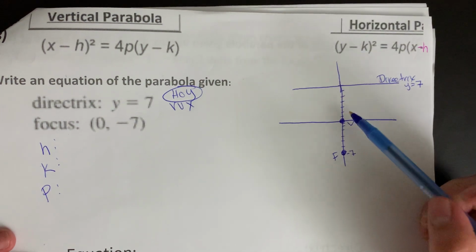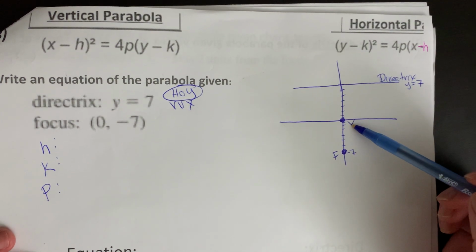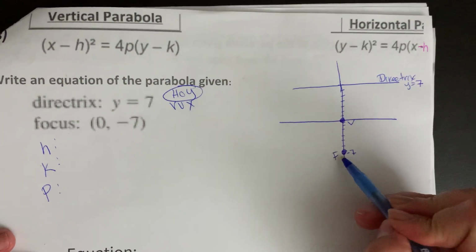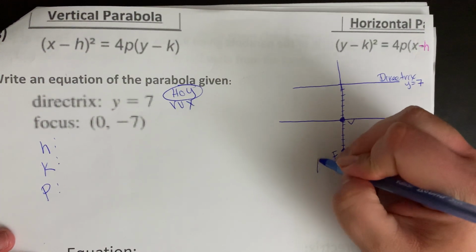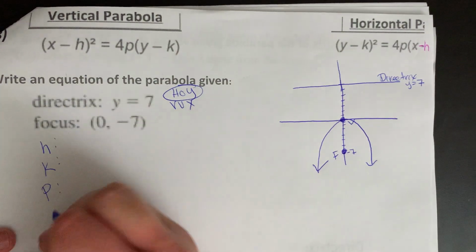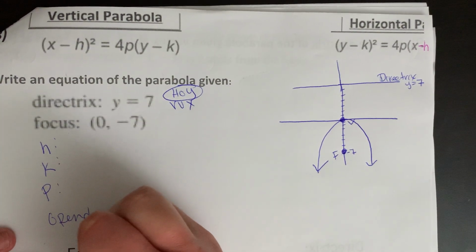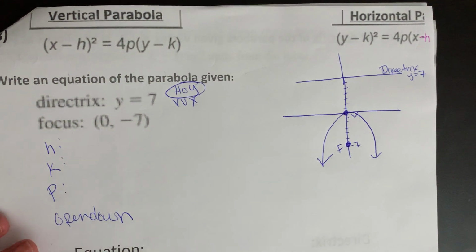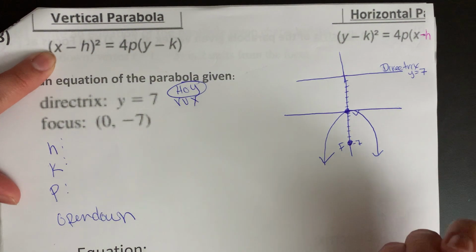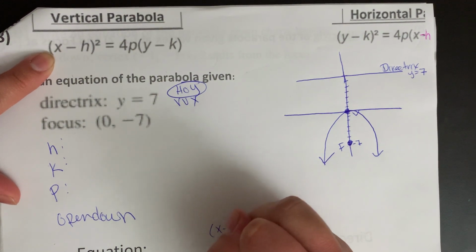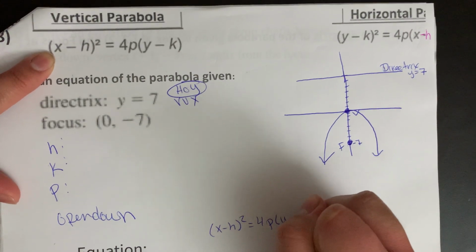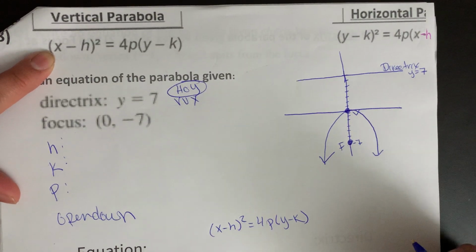Now, here's your vertex. To figure out if it's going to open up or down, remember, it has to hug your focus. Because my focus is down here, then I know that my parabola is going to be opening down. So it's going to open down, which is going to make it a vertical parabola. So we're going to be using this equation. So we're going to use x minus h squared equals 4p times y minus k.